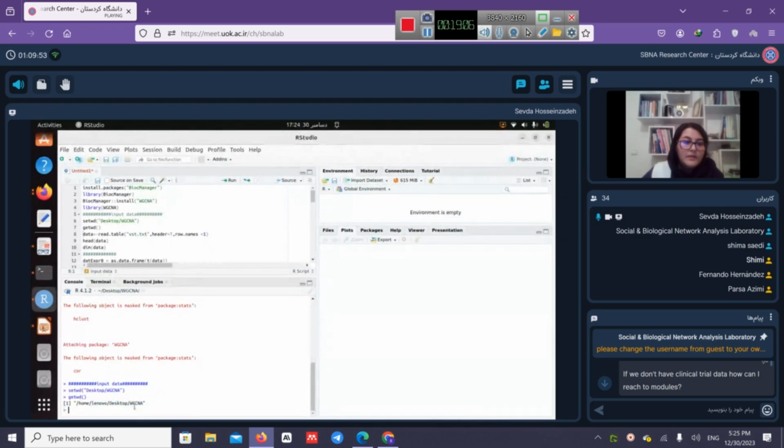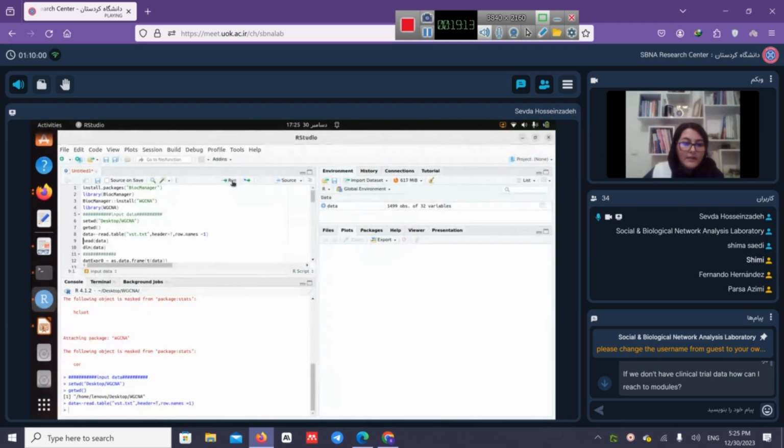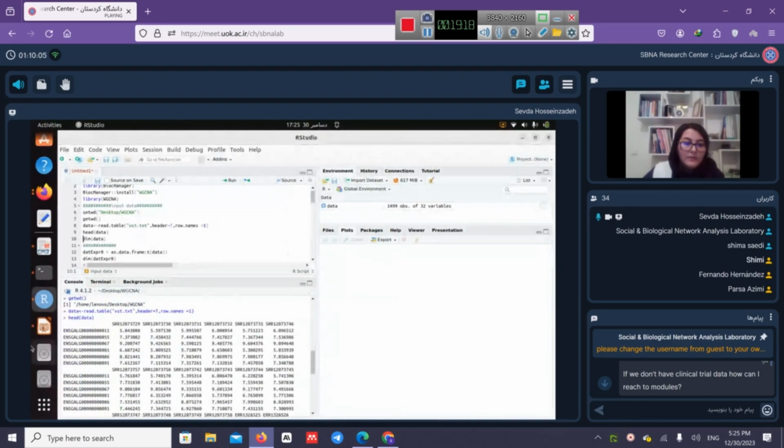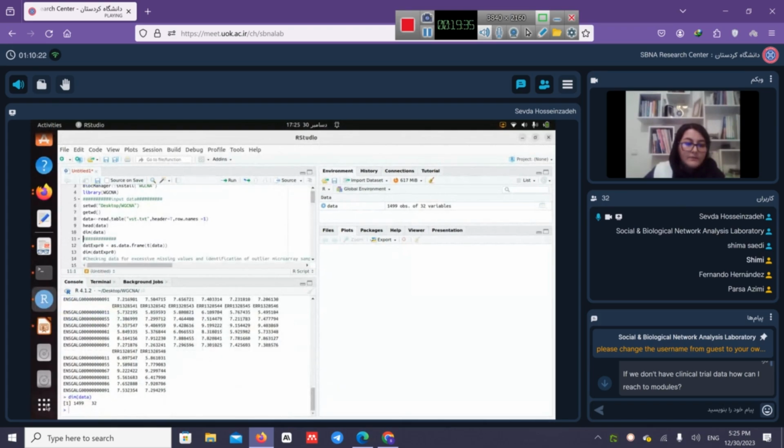And therefore, I want to load my data, my VST data. Let me get the head of the data and show you. Okay, and these row names are our gene names. And also all of the columns show us the sample names. And by the dim code, we can get the data's dimensions. And therefore today we have 1499 genes.